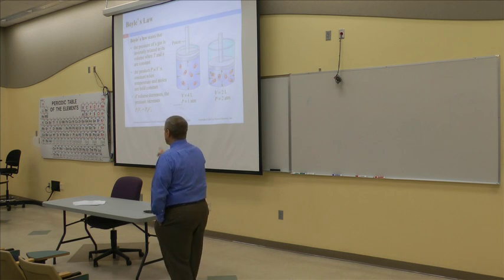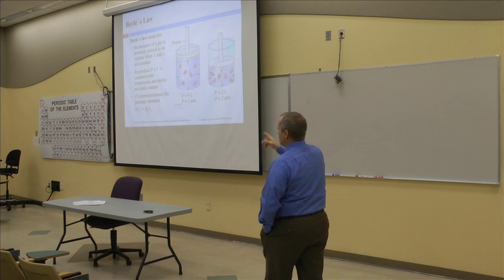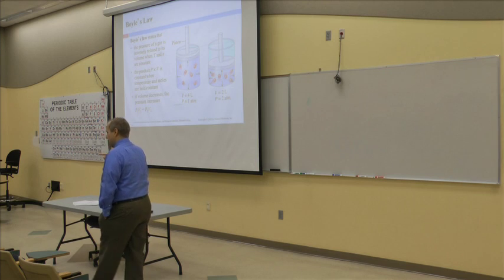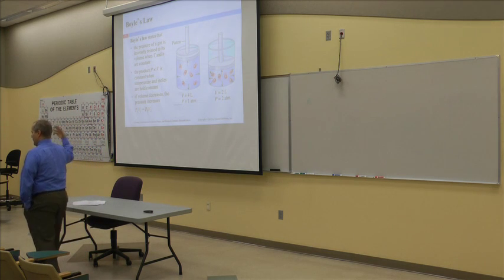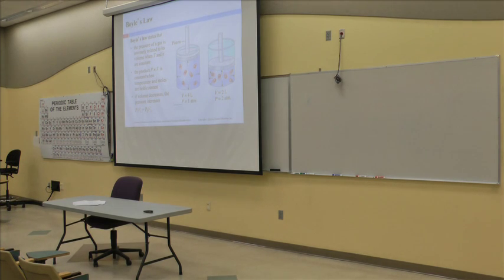Boyle's law says the pressure of a gas is inversely related to its volume. What does that mean? If you're inversely related, the opposite is going to happen. So if your pressure goes up, your volume must go down, because it's an inverse relationship. One goes up, the other goes down. One goes down, the other goes up.